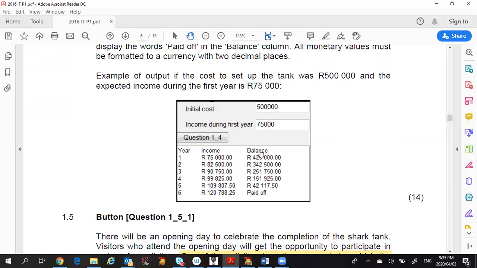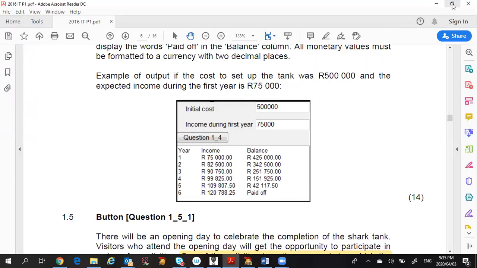Subtracting that from your balance left over gives you 342,500. Again, your income increases by 10%, giving you 90,750. And then the balance decreases. So this process continues where your income increases by 10% and it decreases your balance until you reach a stage where your income exceeds the balance and you are now paid up.